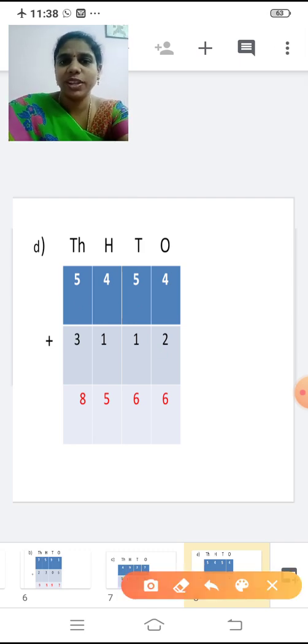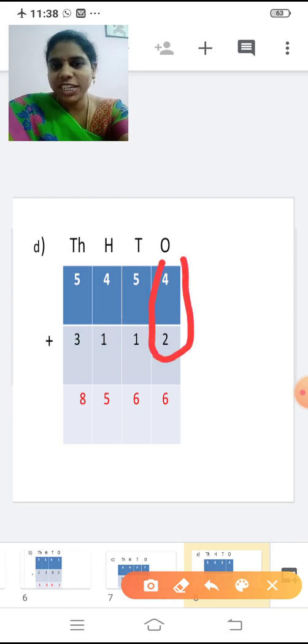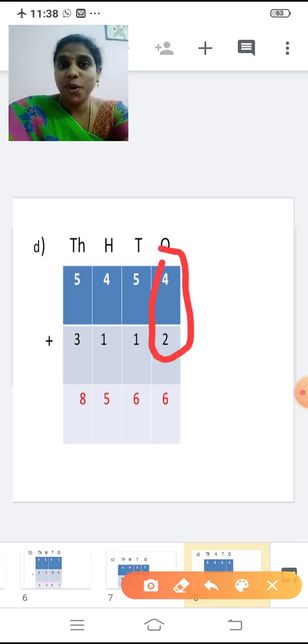First what we have to do? First we have to add the ones place, isn't it? What is 4 plus 2? Add 4 and 2 and tell me the answer now, children. Yes, 4 in the mind, 2 in the finger. After 4, 5, 6. So write 6 down. 4 plus 2 is 6.